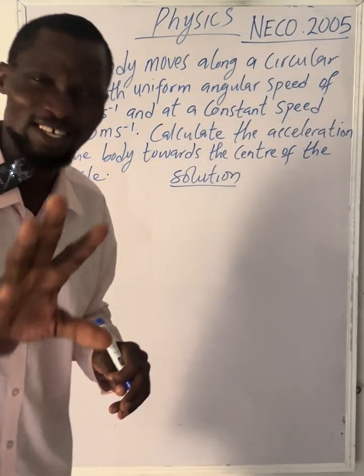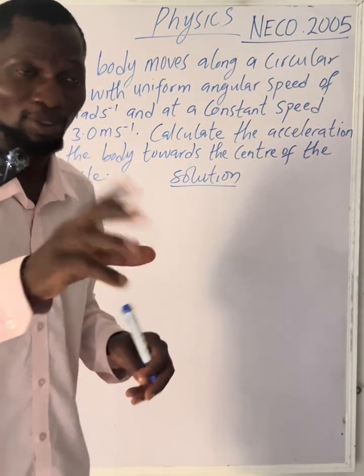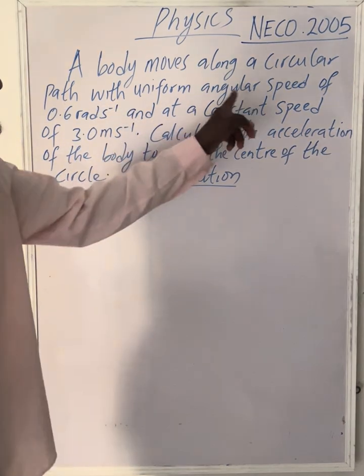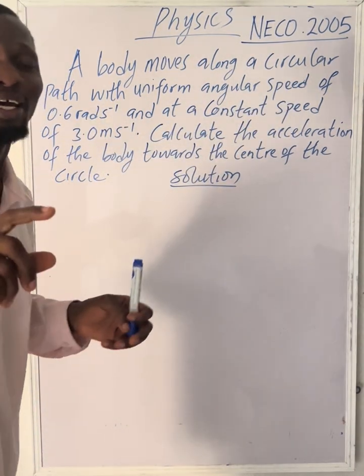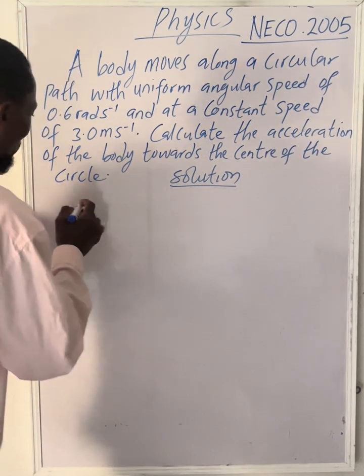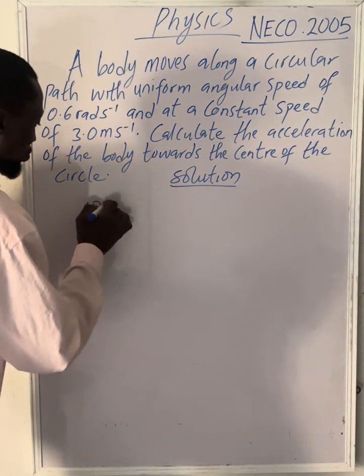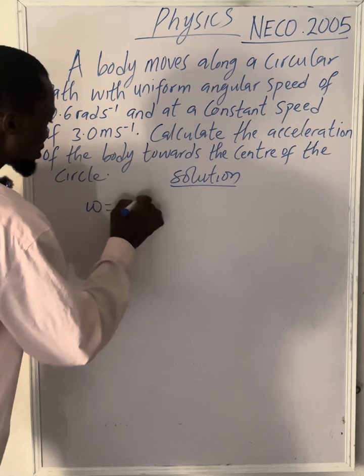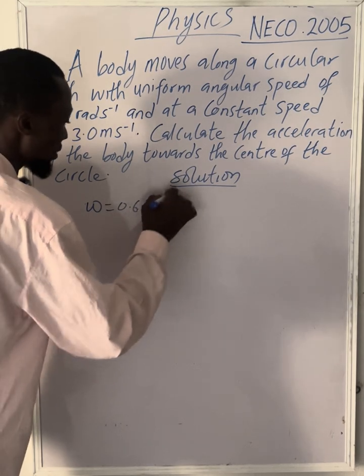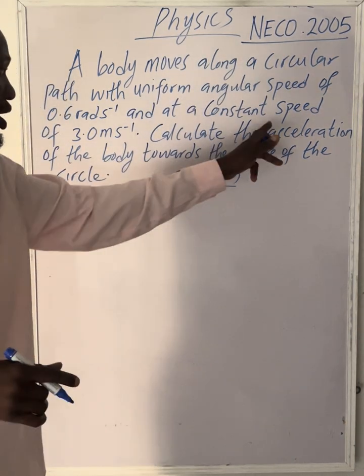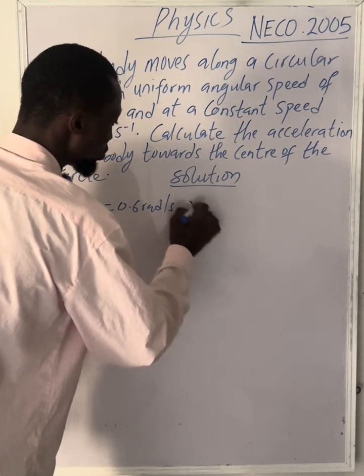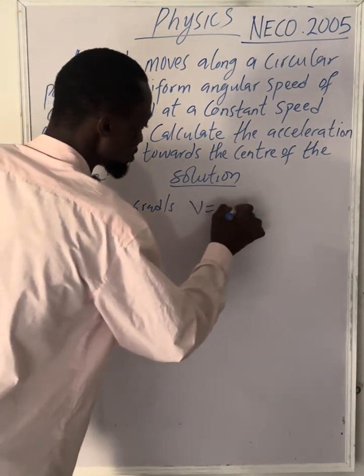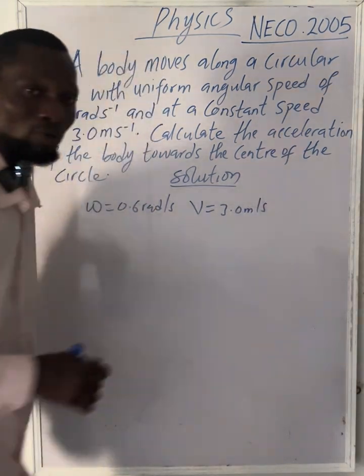Now the first thing is to bring out the parameters from the question. From here, we are told that angular speed of 0.6 radian per second, and that is our omega. So we have our angular speed, which is equal to 0.6 rad per second. Now, constant speed of 3.0 meter per second, that is our linear speed. So which means v is equal to 3.0 meter per second, right?